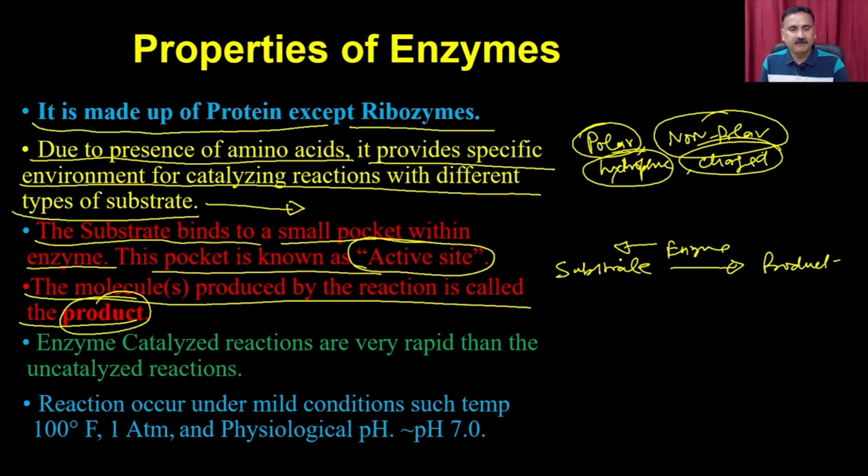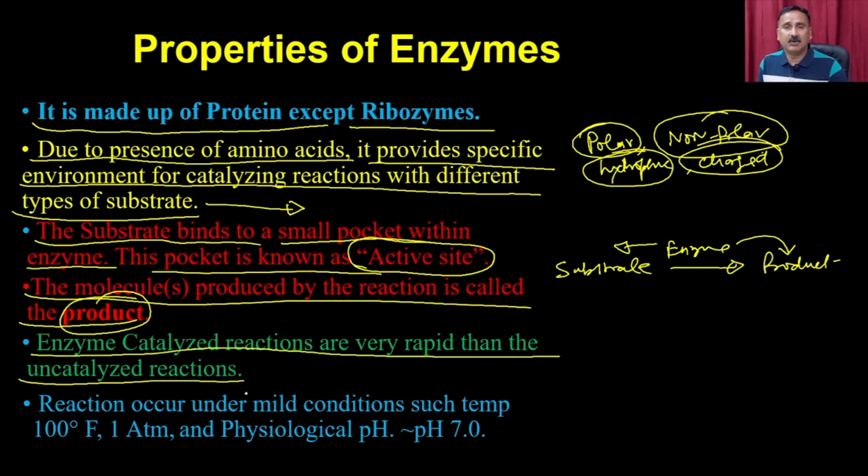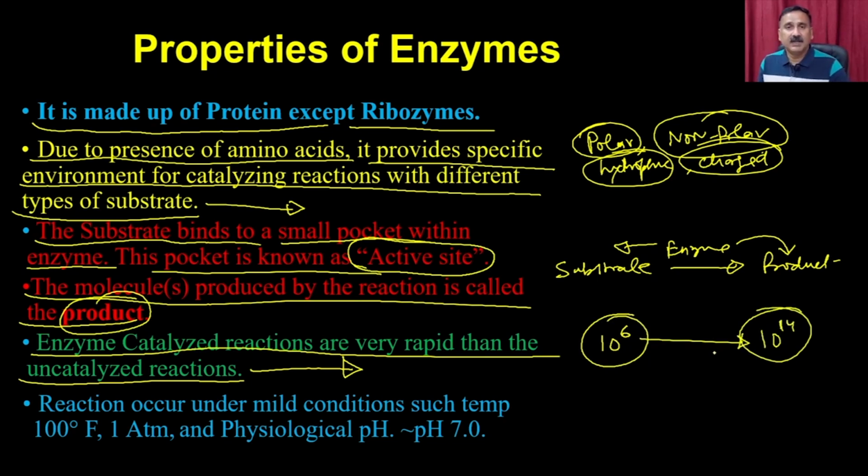Enzyme-catalyzed reactions are very rapid compared to the uncatalyzed reactions, as we have already seen with the examples of carbonic anhydrase, chorismate mutase, and other enzymes. We have seen that the reactions are accelerated anywhere from 10 to the power 6 to 10 to the power 14. When you don't have the enzyme, the reactions are very slow. When you have the enzyme, the reactions are very fast.